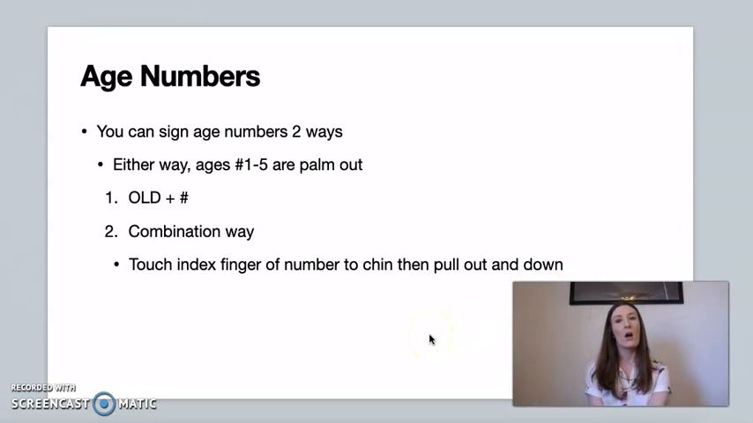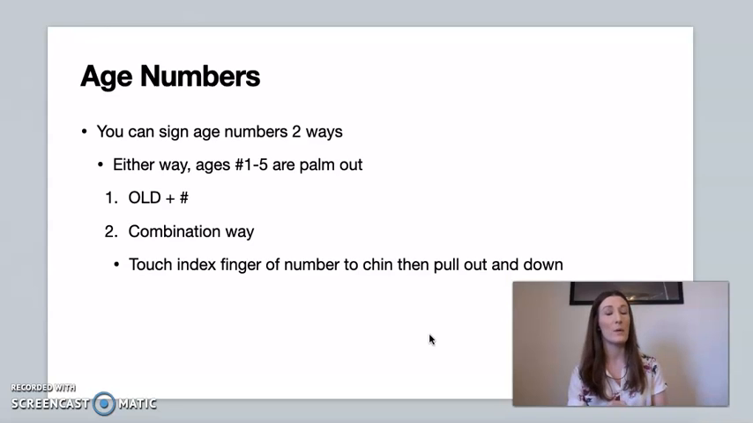Age numbers. There are two ways to say how old somebody is. Either way you want to use, all numbers are palm out. I know when we started counting 1, 2, 3, 4, 5, we said 1 through 5 are palm in. That is only when that number is by itself, when you were counting something, like I have 2 cats. And one's going to trip on the table again. But if we are attaching that number to something else, like an age or a time or money, then the numbers are palm out.